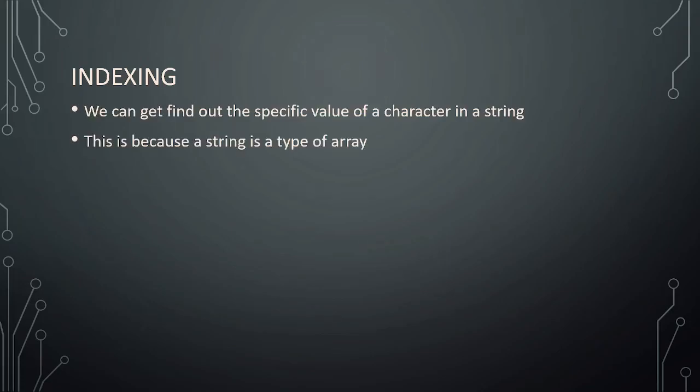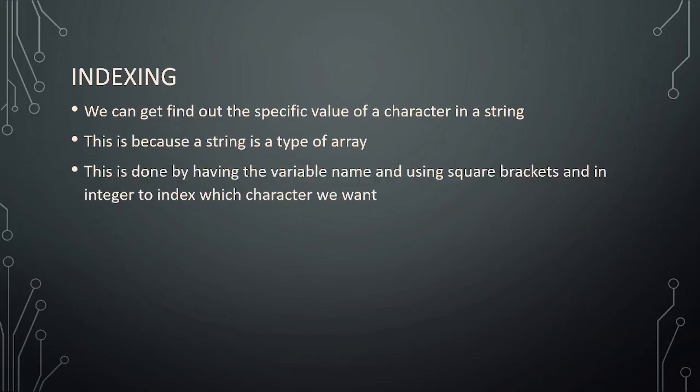And this is because strings are actually a type of array, and we'll be looking at that in later videos. Now this is done by having the variable name and then using some square brackets, and in those square brackets we will put an integer, which is a whole number, to state where I want to look. So that's called the index. Now with Python, the very first character of your string is indexed at 0. So character number 1 is actually the second character.